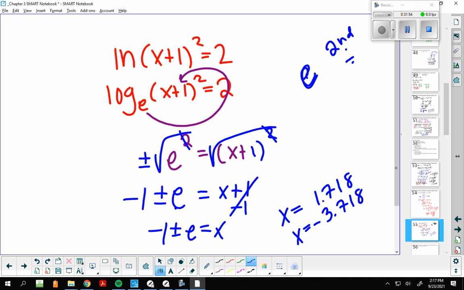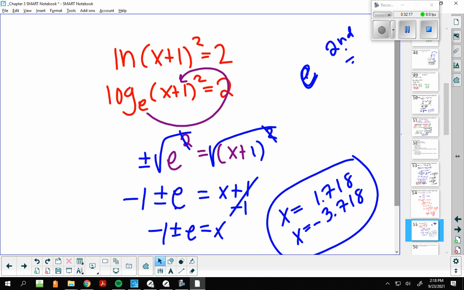We can't have a negative domain. So let's see. 1.7 plus 1, that'll be positive. Negative 3.7 plus 1 is negative 2, but we're squaring it, so it will be positive. So we're fine. Both of those work. And that's number 107 in your homework. So that one is done. That should help you with the section before.